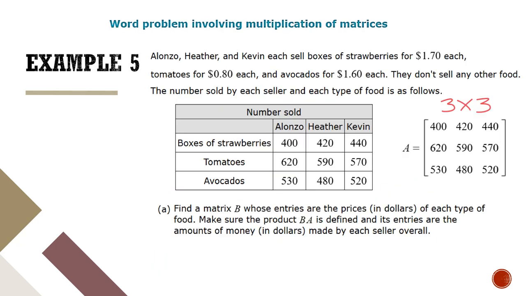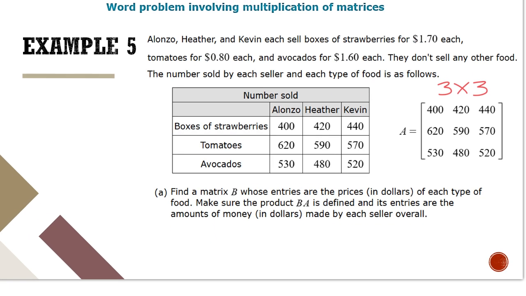So let's go ahead and do a word problem here. This will be more of a thing that I would expect you to handle in a test-like situation. So Alonzo, Heather, and Kevin each sell boxes of strawberries at $1.70 each, tomatoes at 80 cents, and avocados at $1.60. They don't sell any other foods. The numbers sold for each are in this table below. So we have Alonzo, Heather, Kevin, and then strawberries, tomatoes, avocados to make this 3 by 3 matrix. We're going to find a matrix B whose entries are the prices in dollars.